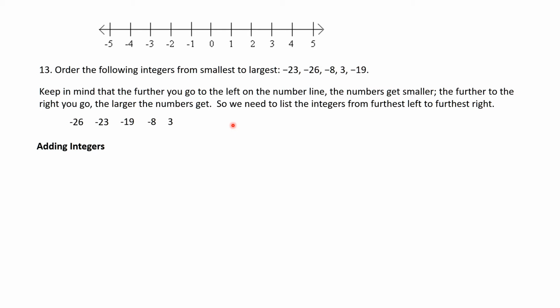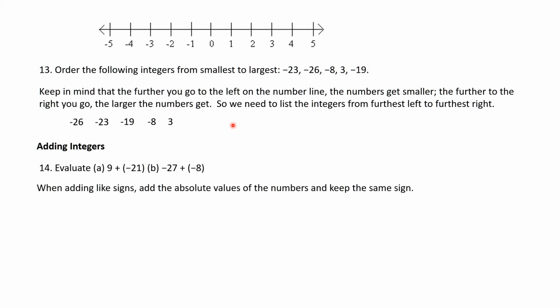Now when we add integers, we're adding numbers that may or may not have signs. If you don't see a sign, it's assumed to be positive. If we're adding like signs, so if we're adding 2 positives or 2 negatives, we add the absolute values and keep the same sign. So this one, the B part, we're adding the same sign. Both are negative, so I add the 27 and the 8 absolute value and then keep the same sign on my answer.